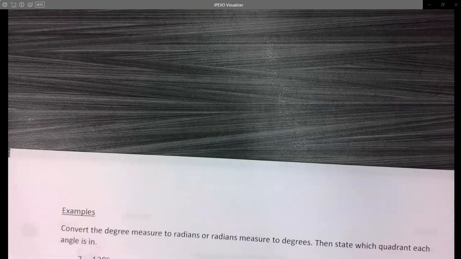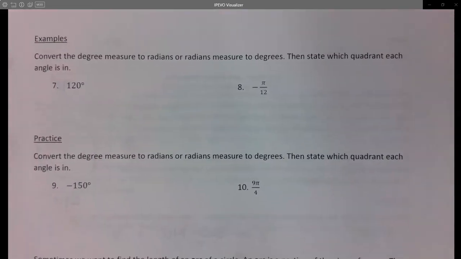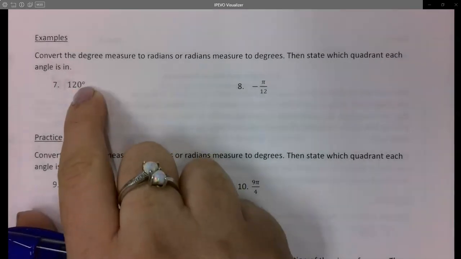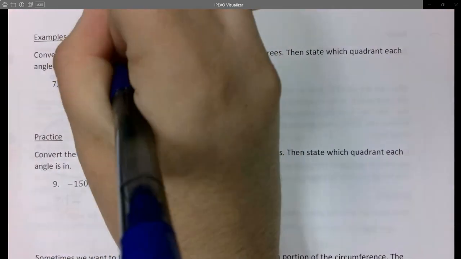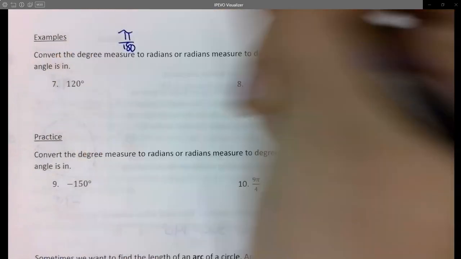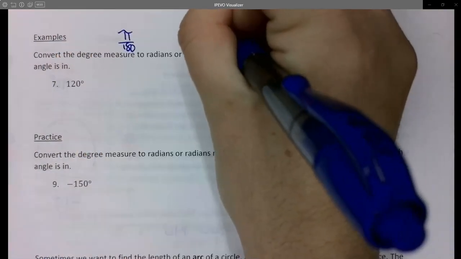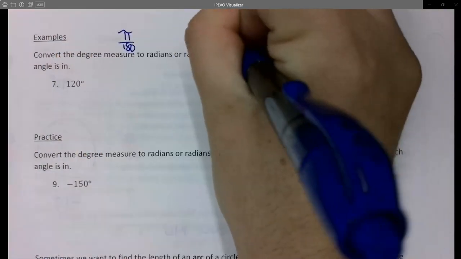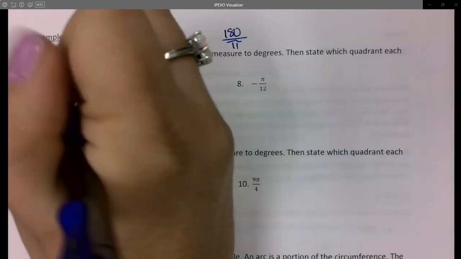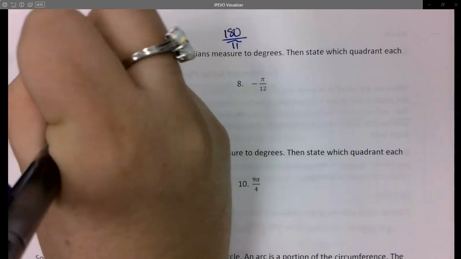So if I take a look at number 7, this one wants me to, depending on what I'm given, either convert to degrees or convert to radians. I have the degree symbol. So when I'm going from degrees to radians, I want to have pi over 180. And if I'm going from radians to degrees, I want the 180 over pi. So I have the degrees to start off with. I'm going to multiply by pi over 180.